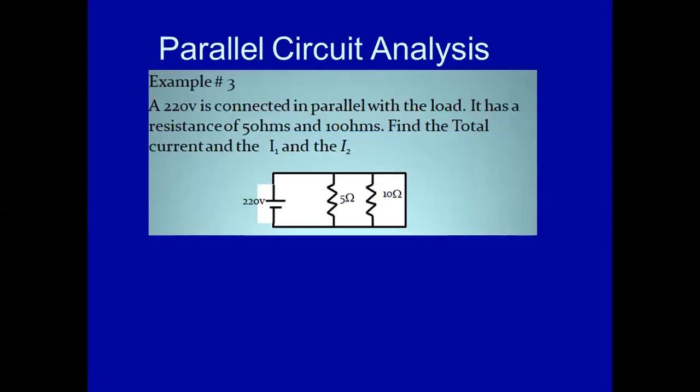We have this parallel circuit analysis. A 220 volt supply is connected in parallel with the load.